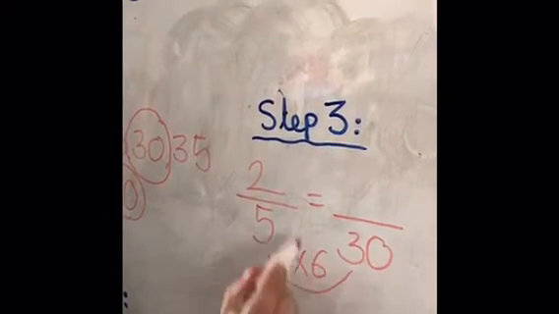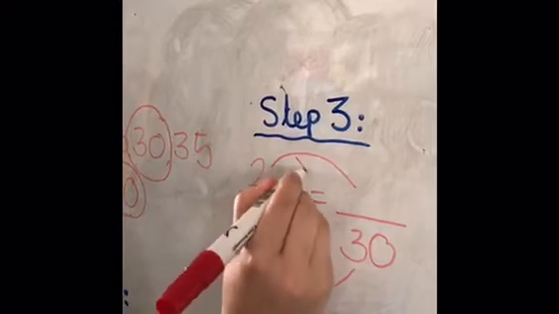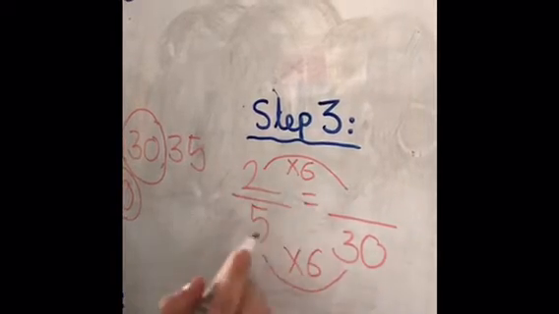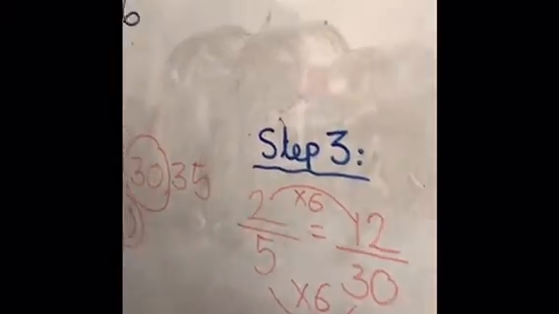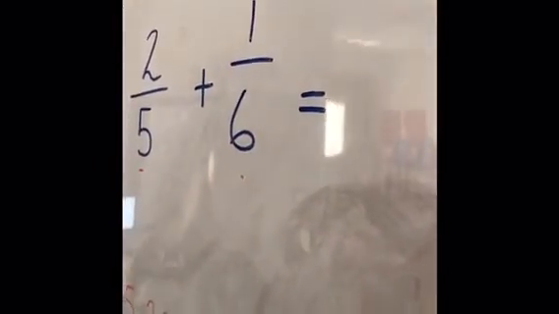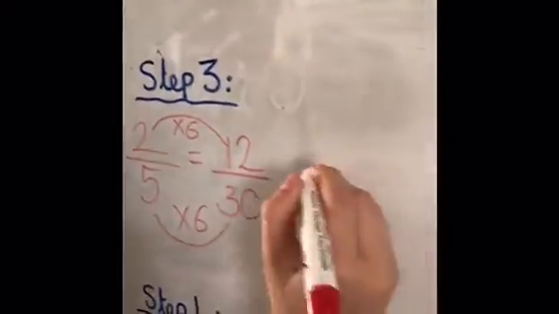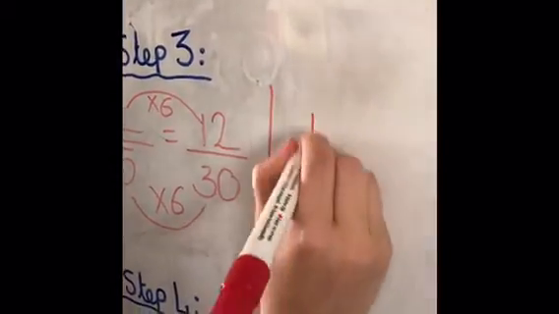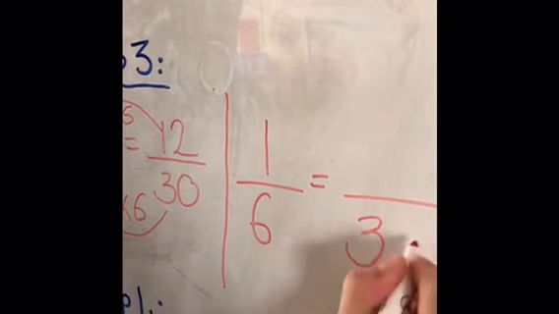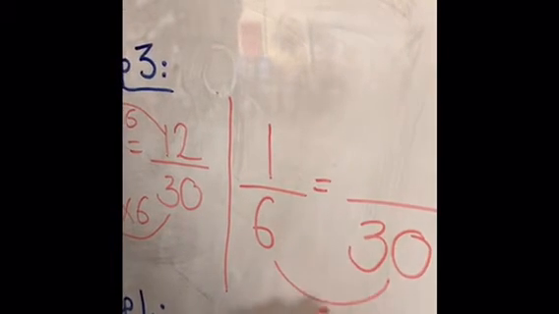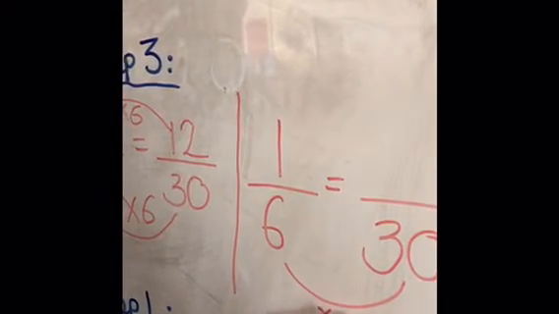So she's going to do the same to the numerator. 2 times 6 is 12. So that's our first fraction. Now she needs to take fraction 2, which is 1/6, and also turn it into 30ths. Again, she's going to write 1/6, 30ths, and to get to 30 she needs to times 6 by 5.